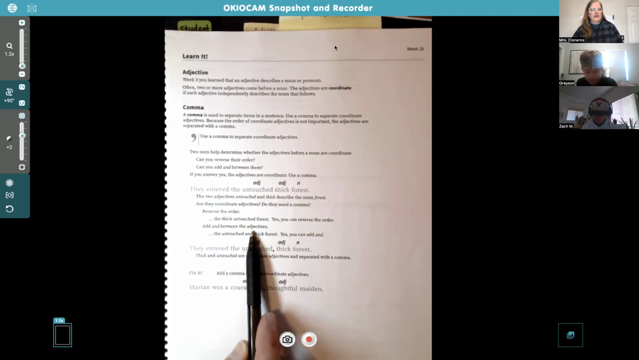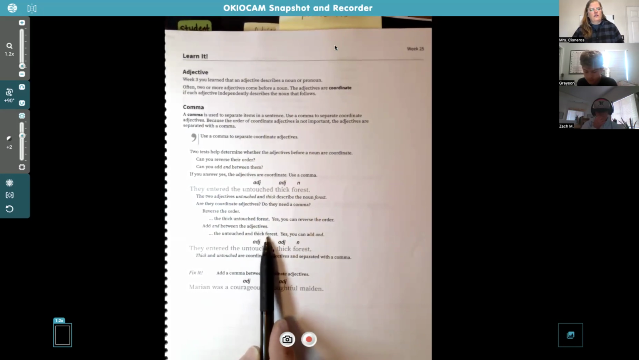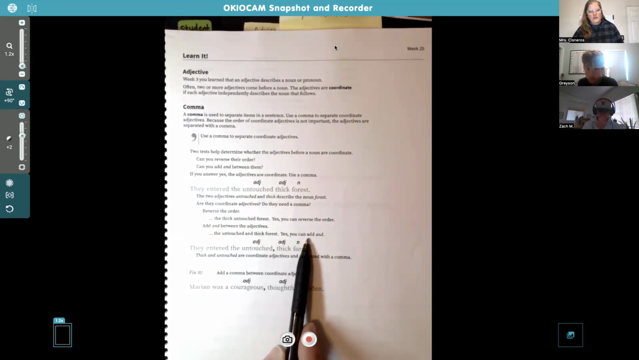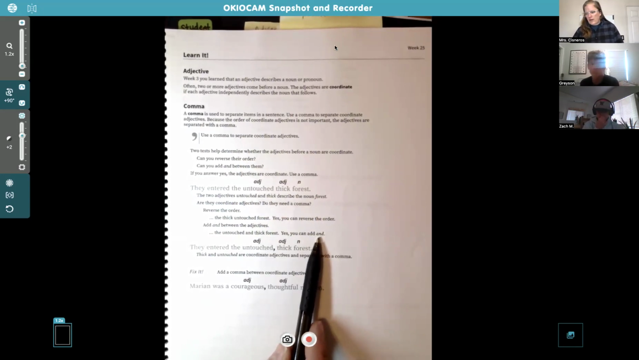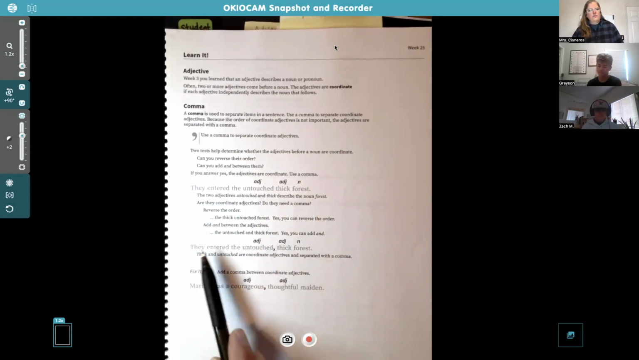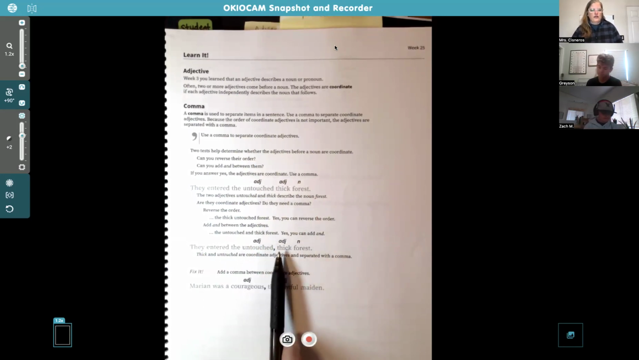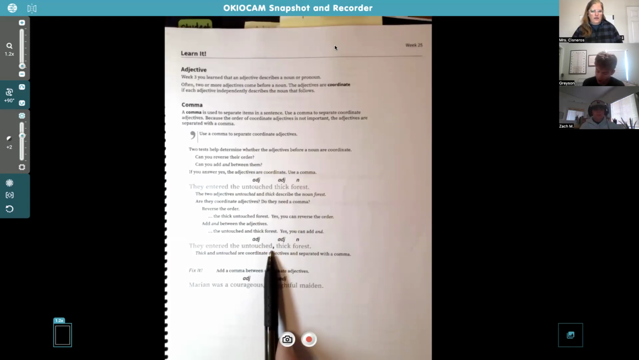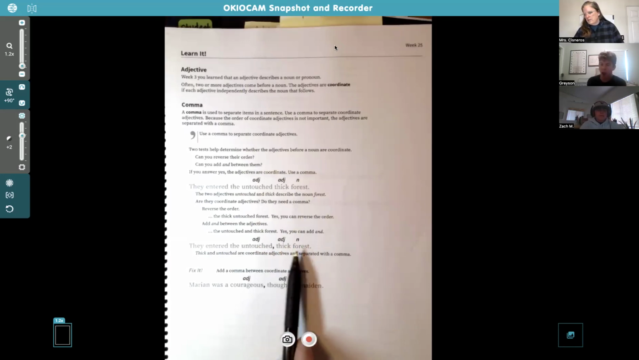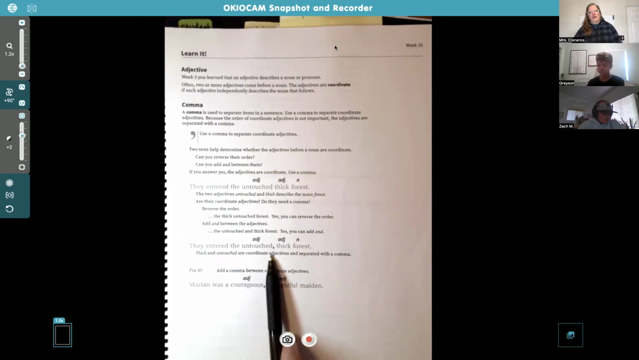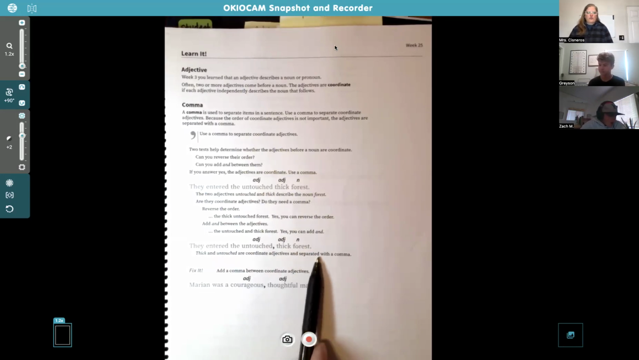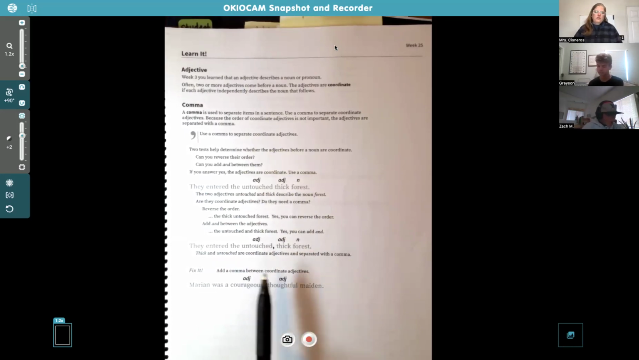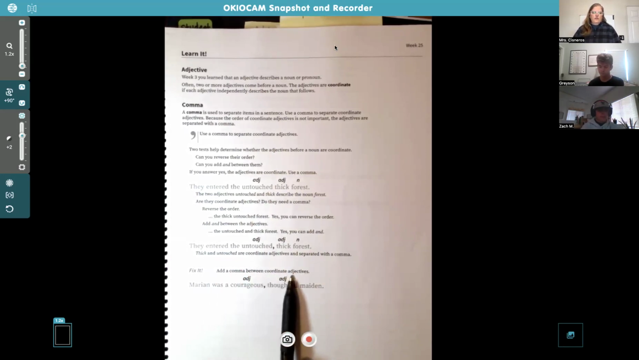Can you add and in between the adjectives, the untouched and thick forest? Yes, you can add and. It still sounds okay. So because it passes that test, we need a comma. And here it is with the comma. They entered the untouched, comma, thick forest. Thick and untouched are coordinate adjectives and separated with a comma. And then the way you fix it, like we just did, is add a comma between the coordinate adjectives.